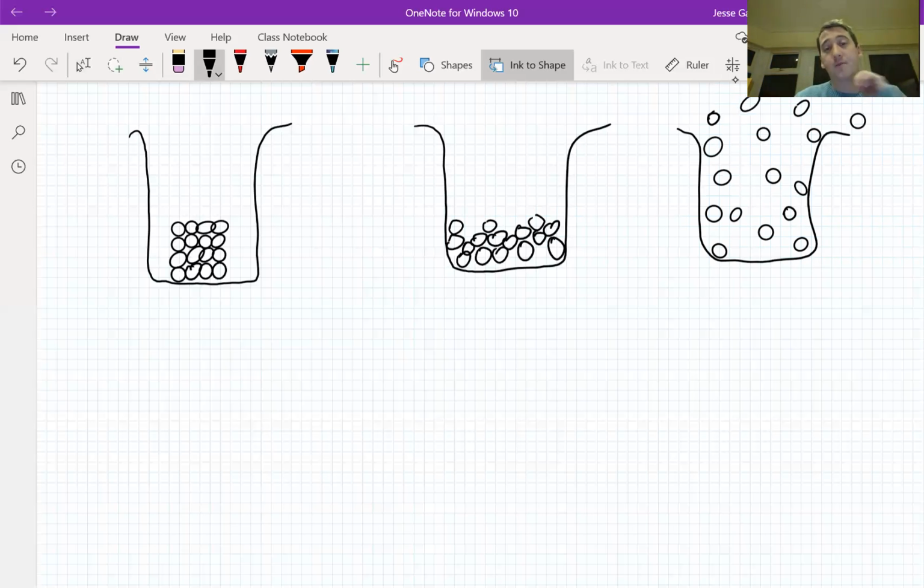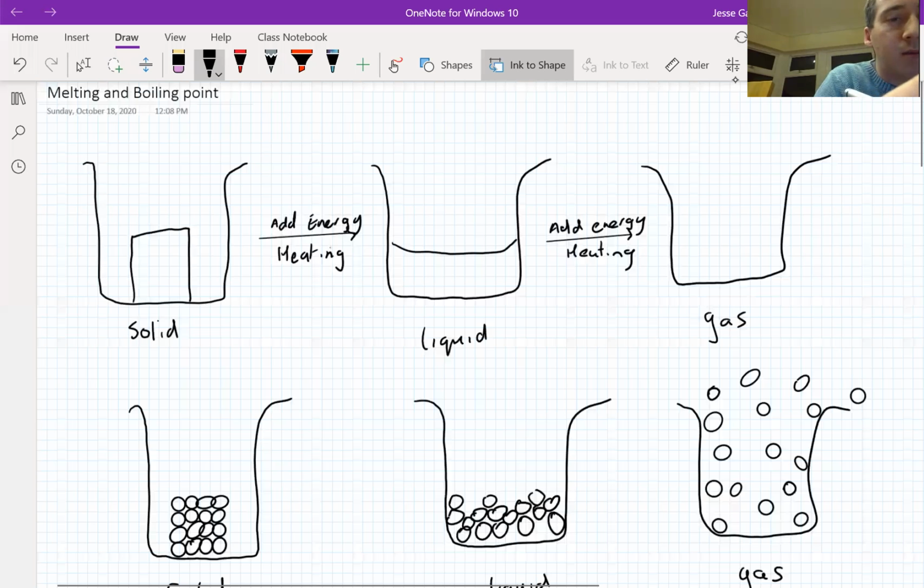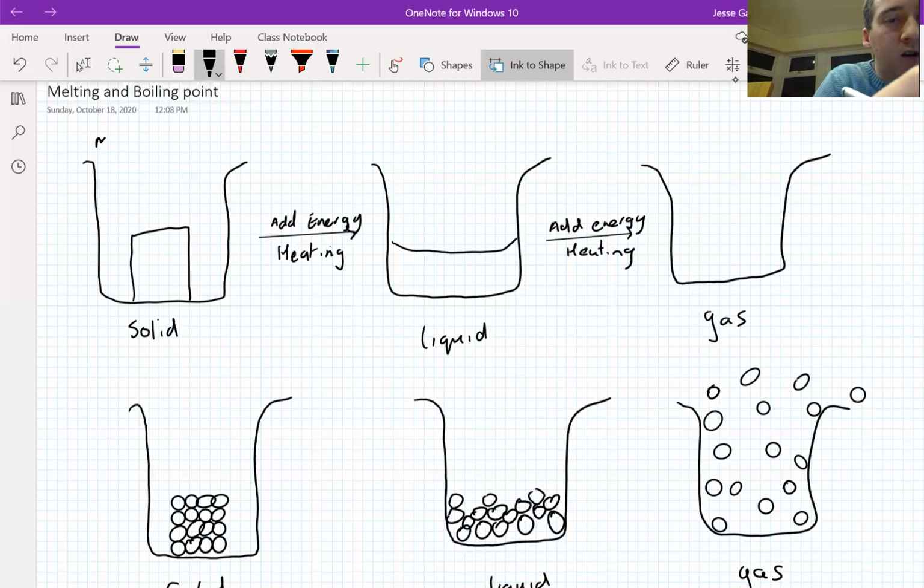Okay, 16. Okay, so again, these are the solid, liquid, and gas. And again, I'm just going to use these two words again. So up here, this represents what we call the macroscopic. This is what we can see with our eyes.